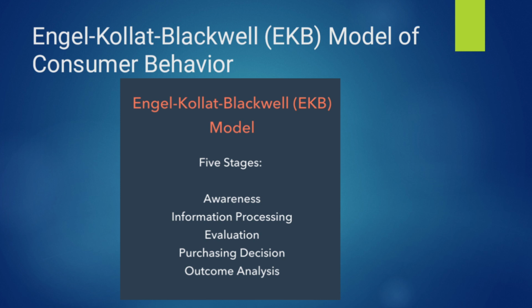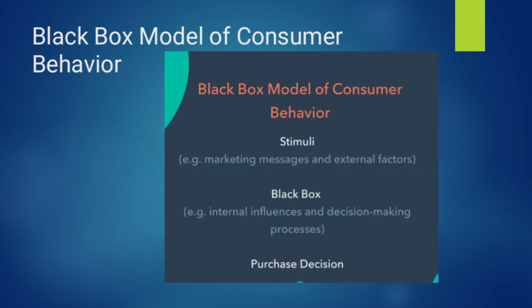After making the purchase, the customer will use what they have bought and assess whether their experience is positive or negative. Then the black box model of consumer behavior. Here the examples are marketing messages and external factors like stimuli. Then the black box is an example of internal influences and the decision making process. Then the purchase decision.